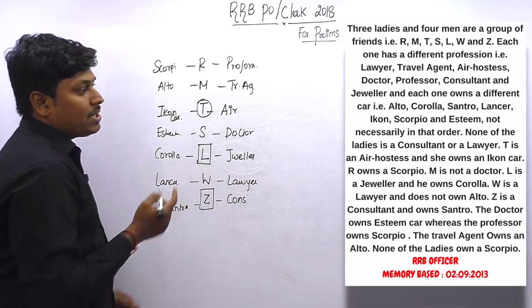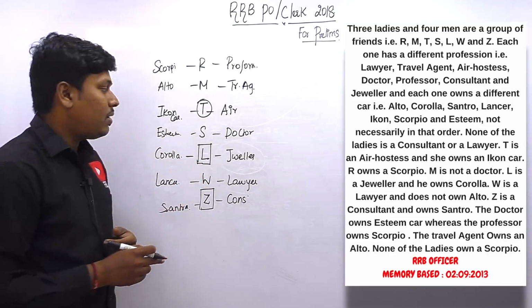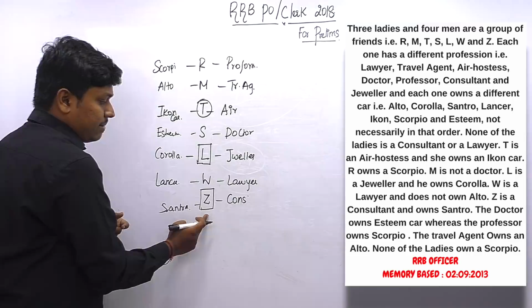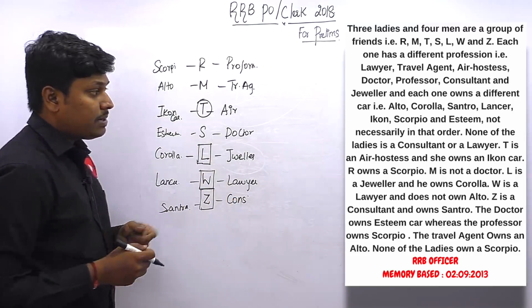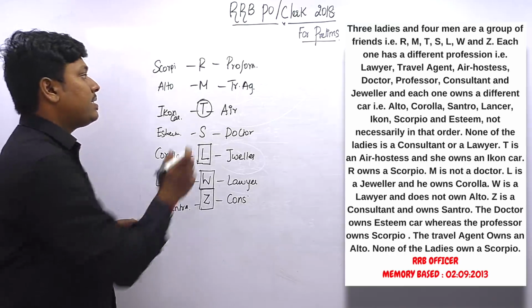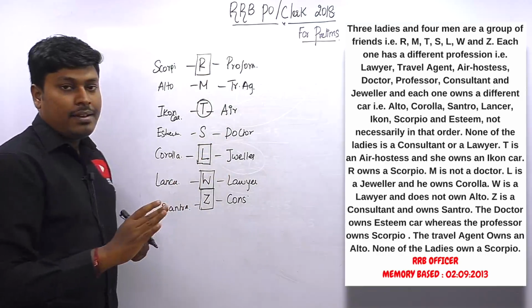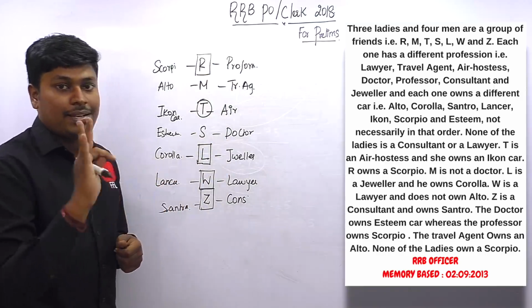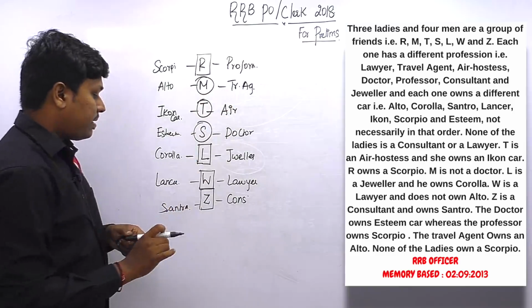At the first point they have clearly told that none of the ladies is a consultant or a lawyer. So the consultant should be a male person and the lawyer should also be a male person. So finally we have found 3 males, and the last point is remaining: none of the ladies own Scorpio. So we can say that the Scorpio owner is also male. So finally we found 4 males, and initially they told that there are 4 males and 3 females. So definitely M, T and S will be the female persons.